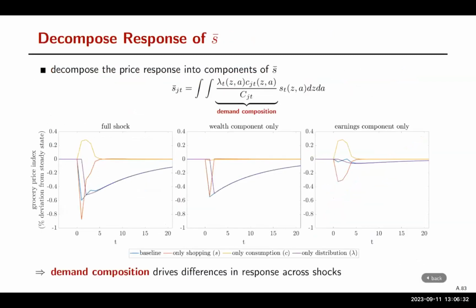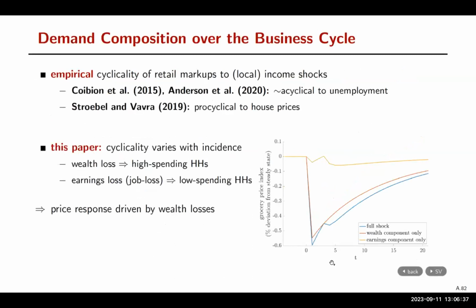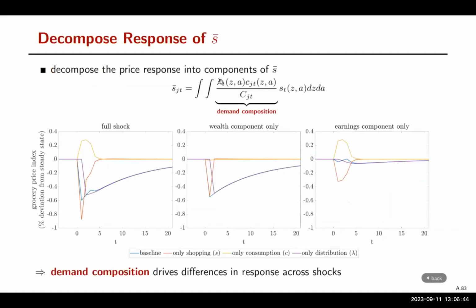So basically, this is the response of posted prices, right? The response of posted prices is entirely driven by demand-weighted search effort. Demand-weighted search effort has three components: the distribution of households, their consumption policies, which together give you demand composition, and households' individual search effort. So I can ask, what would happen to S bar and posted prices if I only change the individual effort, or if I only change the composition of demand? Look at the earnings component of the shock, right?